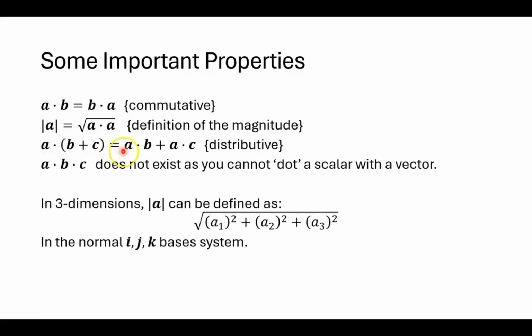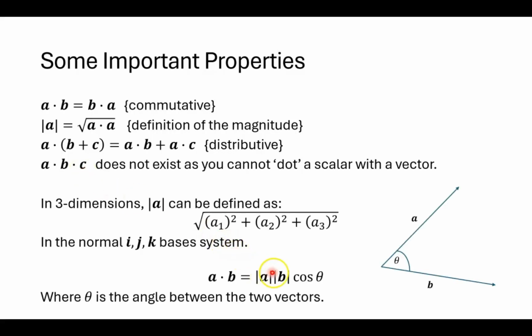And the third property is the distributive property of the dot product. a dot (b plus c) is the same as a dot b plus a dot c. So you can basically expand the bracket. And a dot b dot c does not exist, as you cannot dot a scalar with a vector. So you know a dot b will give you a scalar. That's why it's also called a scalar product. And then you cannot dot this scalar with another vector c. The dot product does not work that way. You can only have 2 vectors dotted together.